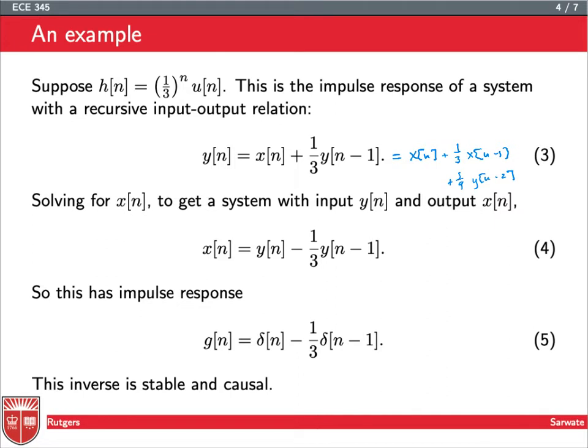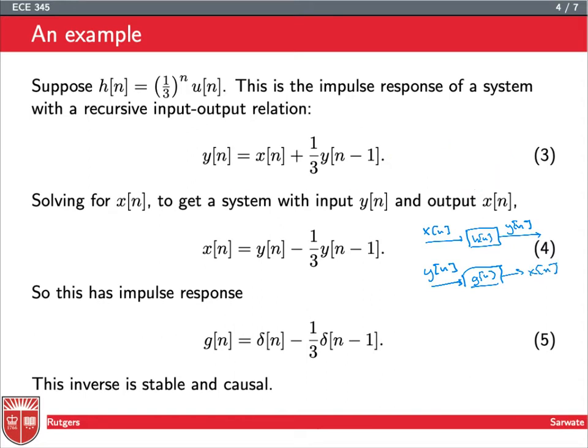So what we have here is an input-output relation which says, here's x of n, I put it through a system H of n, and I get y of n. But now what we want is this: if I put y of n into a system G of n, I should get back x of n. So we can just rewrite this formula to have x of n as the output and y of n as the input. And looking at this system, we can see that the impulse response is just delta of n minus 1/3 delta of n minus 1.